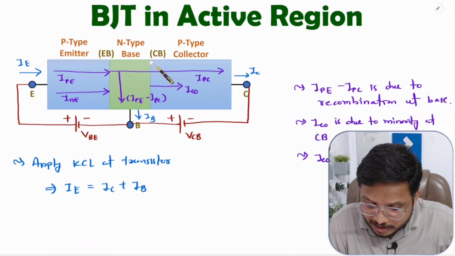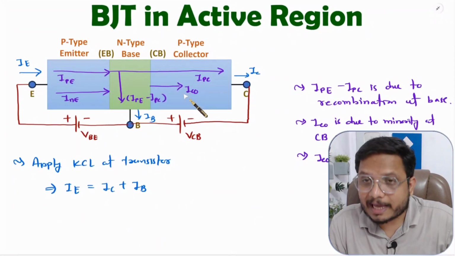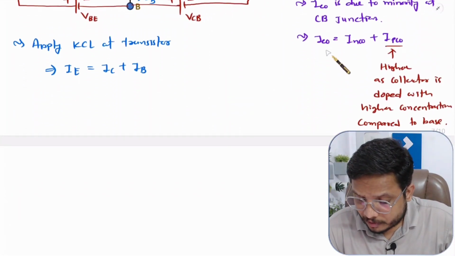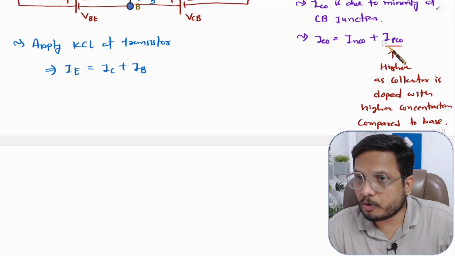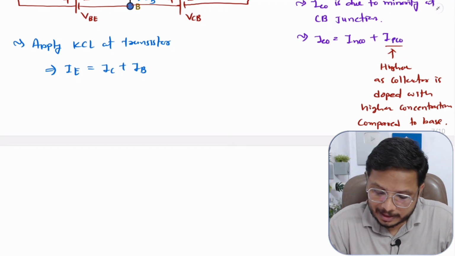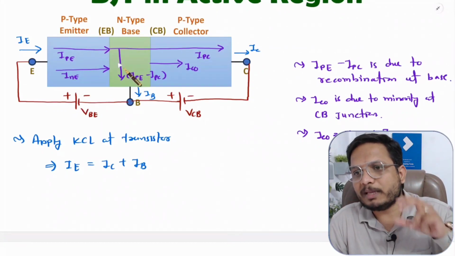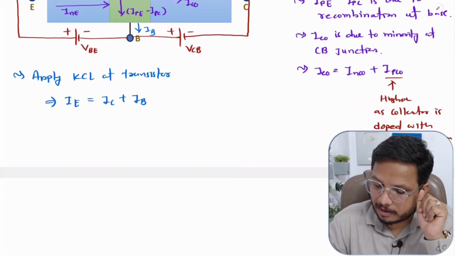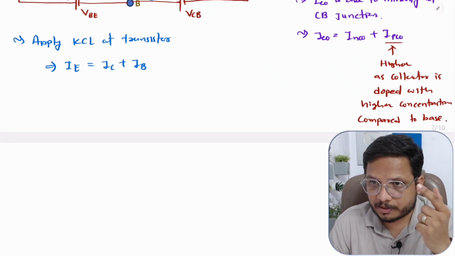And as the collector base junction is in reverse bias, reverse recovery current will flow from N to P, and that is ICO. That ICO will be INCO plus IPCO, right? Due to electrons and due to holes. But the current due to holes will be higher. Why? The reason is the collector is highly doped compared to the base. But if you are given that the base is highly doped compared to the collector, then you can say INCO is higher compared to IPCO, right? Sometimes there can be a twist.